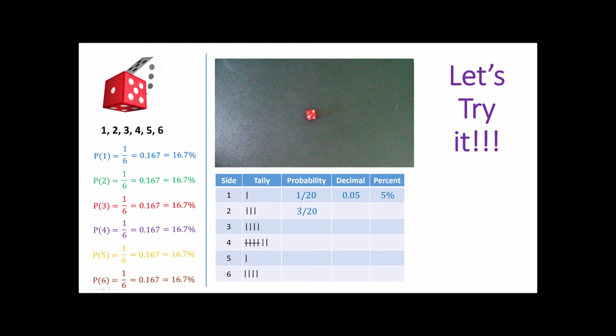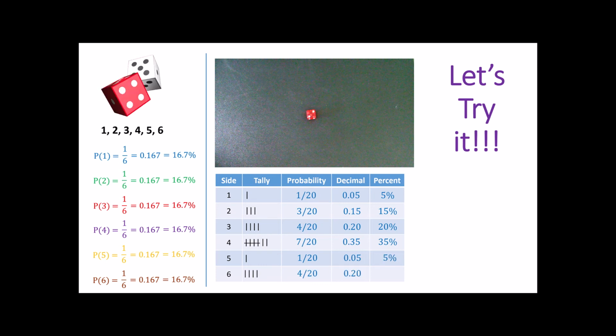I rolled 3 2s out of 20 rolls, so what actually occurred was 2s occurred 15% of the time. I had 4 3s, which is 20% of the time. 7 4s out of 20, 35% of the time. I only rolled 1 5, that's 5% of the time. And I only rolled 4 6s, which is 20% of the time.